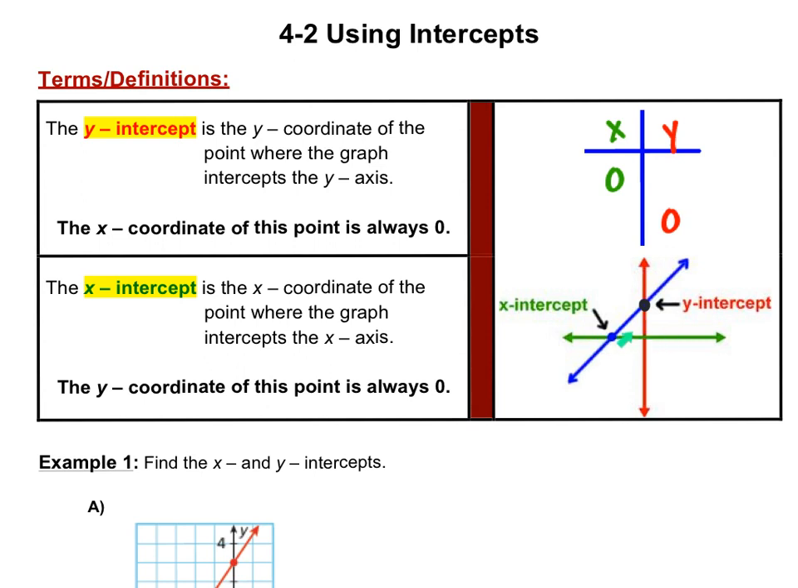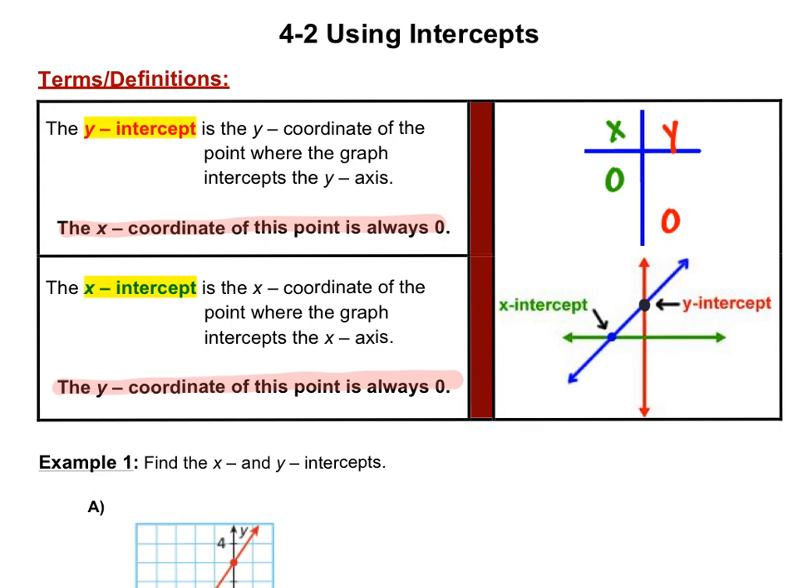X-intercept, if you're on the x-axis, then your y is 0. You're nowhere on the y. You're at 0 on the y, basically. So when you have a y-intercept, the x-coordinate is 0. When you have an x-intercept, the y-coordinate is 0. So let me highlight. This is the most important right here.